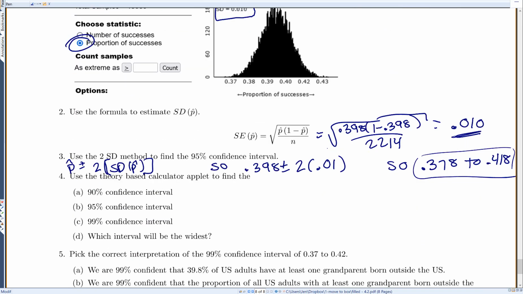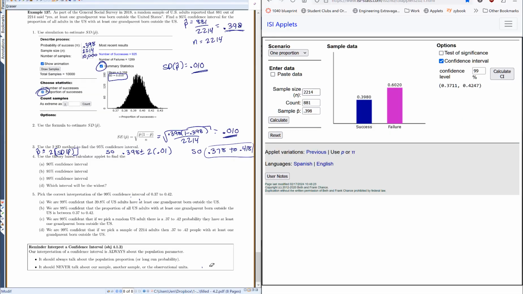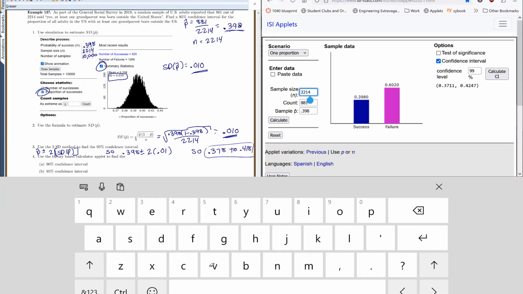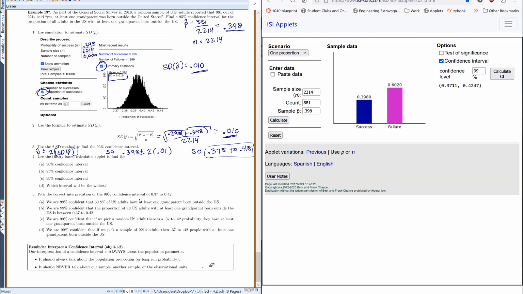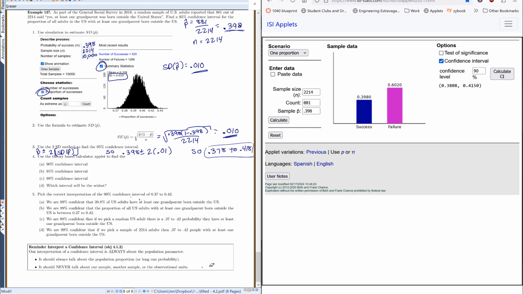What if instead we want to use our theory-based calculator applet to find the 90%, 95%, and 99% intervals? So we open up our applet. I'm going to type in 2,214 for my sample size. For my sample proportion, I can either put in the 881 people or the 0.398. You can put in either one and it'll fill in the other one. Hit calculate. Make sure you hit calculate, I often miss that. Come over here to your confidence level, put in 90%, and hit calculate.